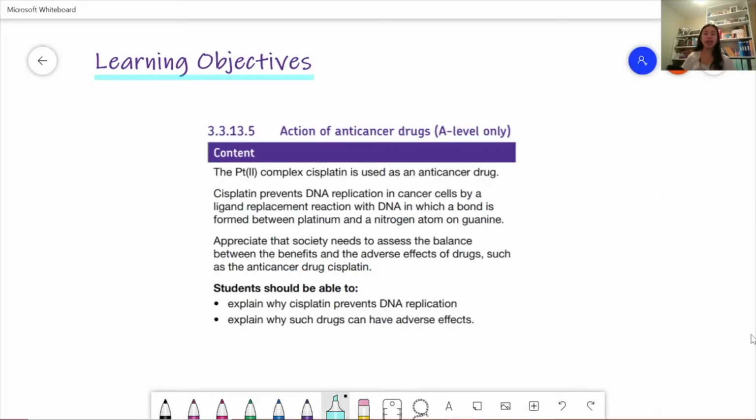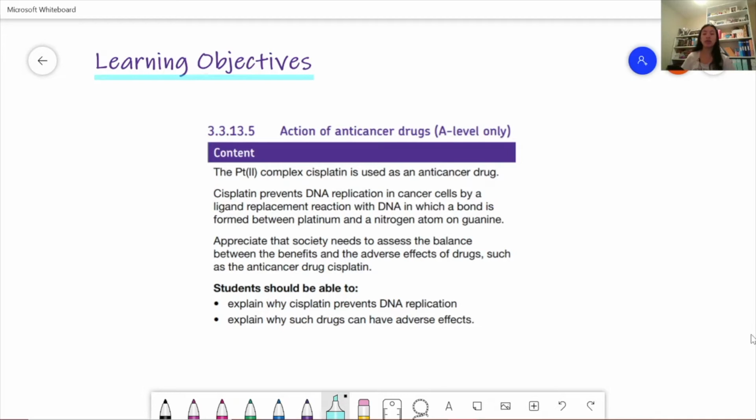Here are today's learning objectives. So the first is to look at the platinum-2 complex cisplatin, which is used as an anti-cancer drug. And we're going to see how it prevents DNA replication in cancer cells by a ligand replacement reaction with DNA, in which a bond is formed between platinum and a nitrogen atom on guanine.